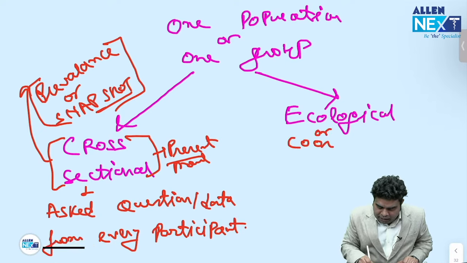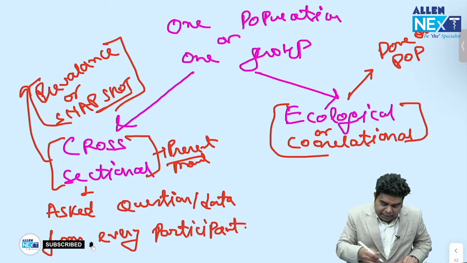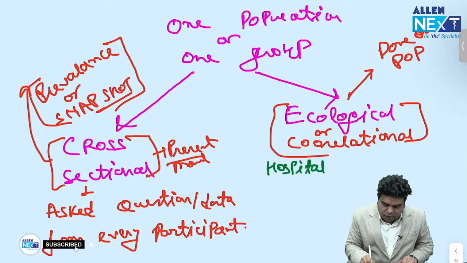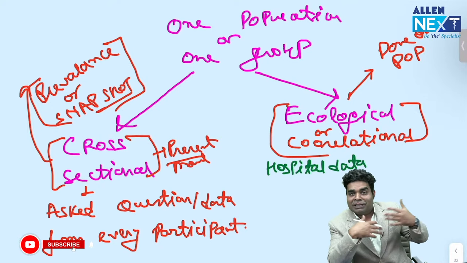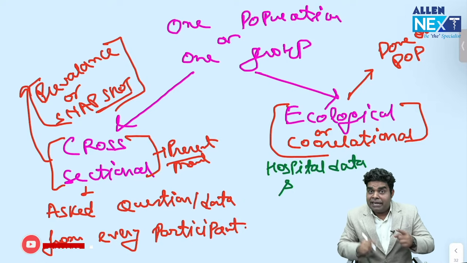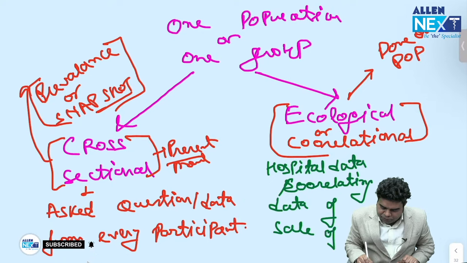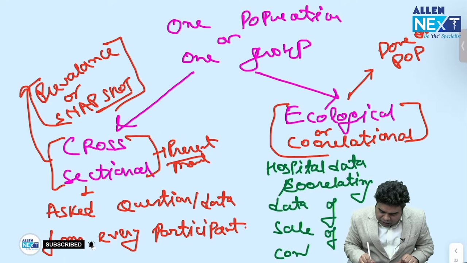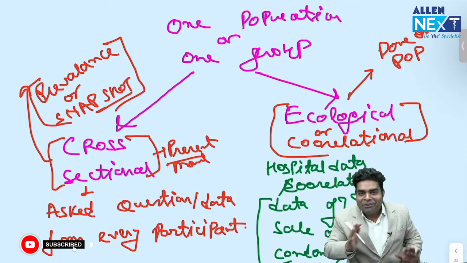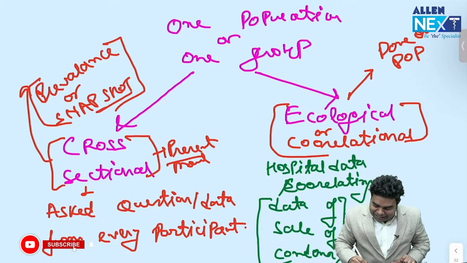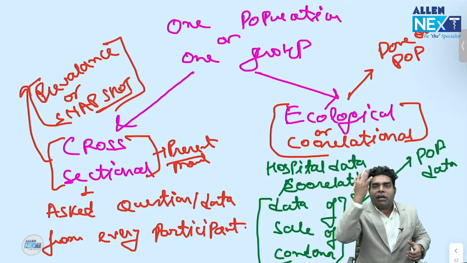Ecological study is known as a correlational study. Why? Because here the unit of study is the population. It is done on a population. Second thing, why is it correlational? Because we collect hospital data. Let's say we are collecting hospital data of unwanted pregnancy from the nearby Gautam Nagar area of Delhi. And from this hospital data of unwanted pregnancy, I am correlating data of sale of condoms or sale of I-pills. Data of sale of condoms I am collecting from the population. I'm not asking a student, hey, are you using a condom, show me right now. And I cannot check it also. So data of sale of condoms will be population data, and data of unwanted pregnancy will be hospital data. If I correlate them together, that will be an ecological study.